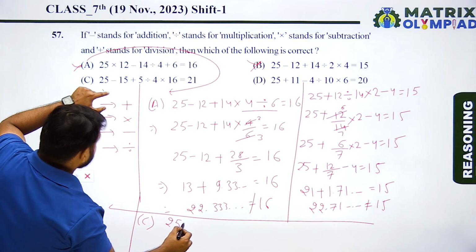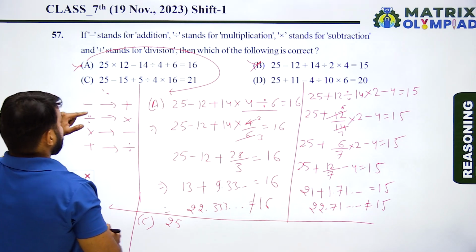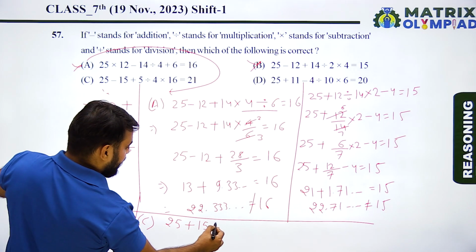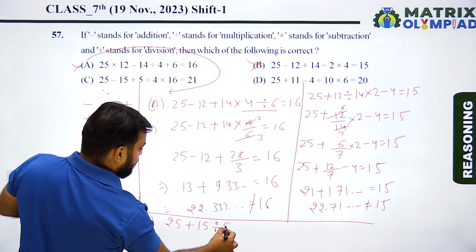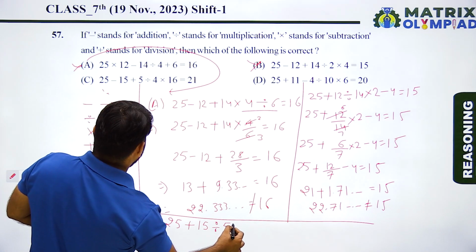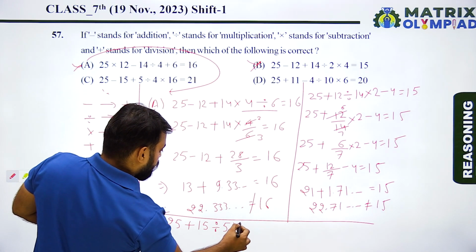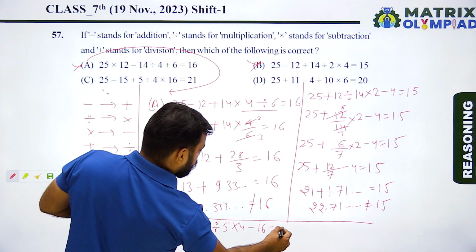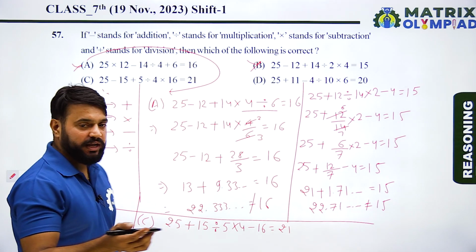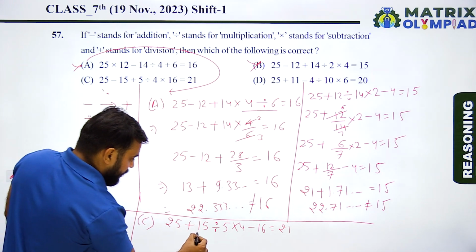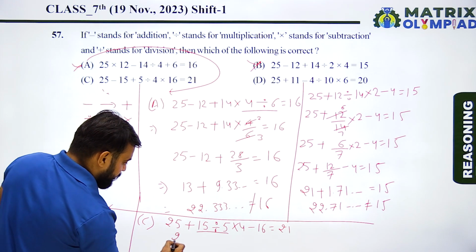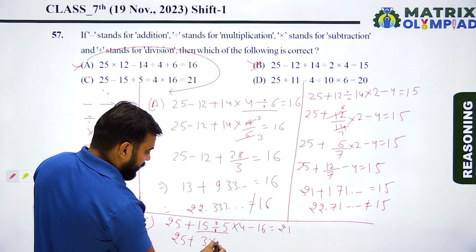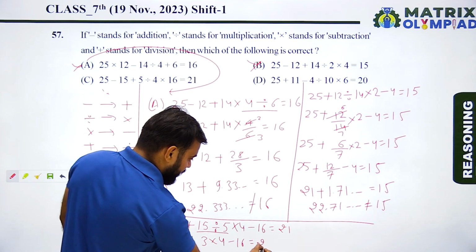25 minus. So minus means plus 15, plus means divide 5, divide means multiply 4, multiply means minus 16 is equals to 21. So using Bodmas rule in this equation, so first divide the numbers. So 25 plus 15 divided by 5, it means 3 multiply by 4 minus 16 is equals to 21.